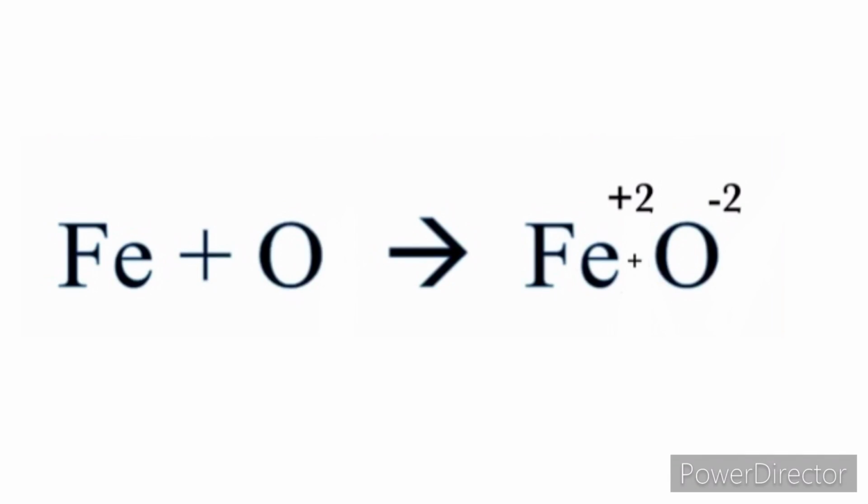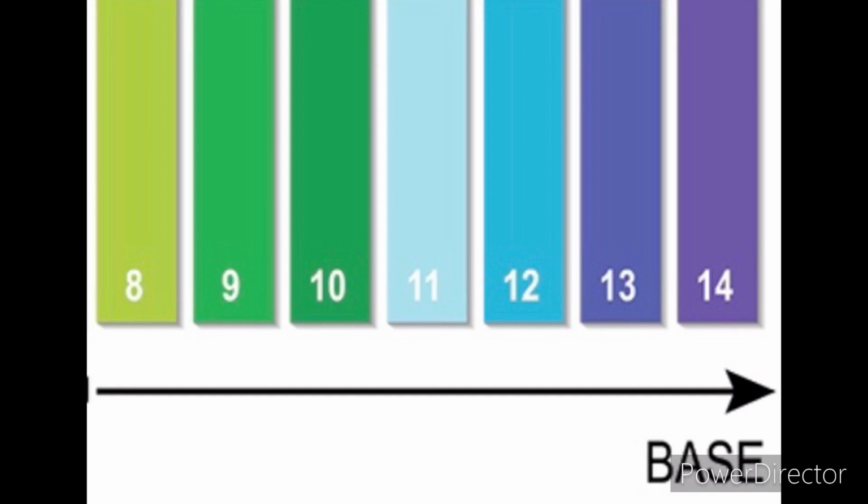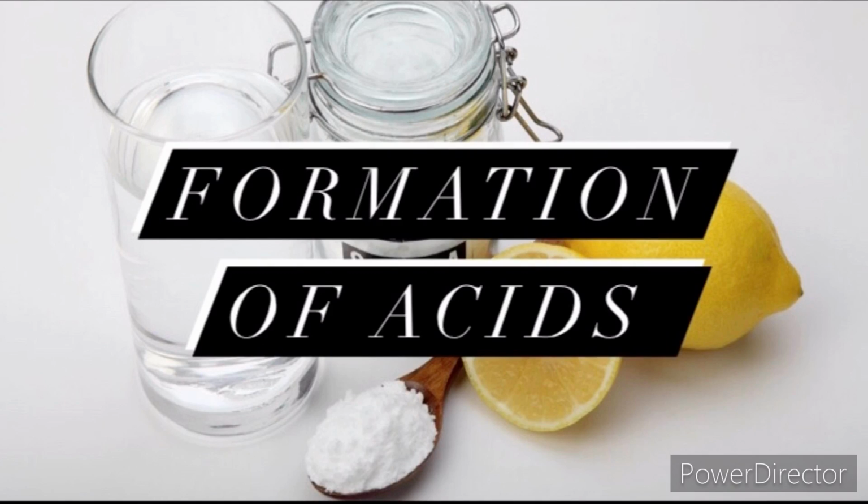Now, for iron plus oxygen, we would have ferrous oxide. This would be considered as a metal oxide, and this tends to be more alkaline. Therefore, we can consider that it has a pH greater than 7. Now, let's see some of the formation of acids.